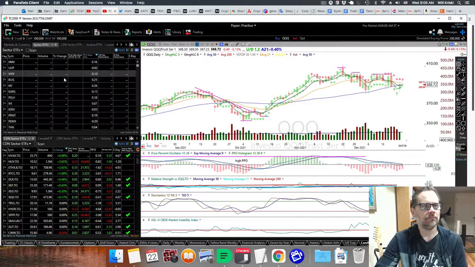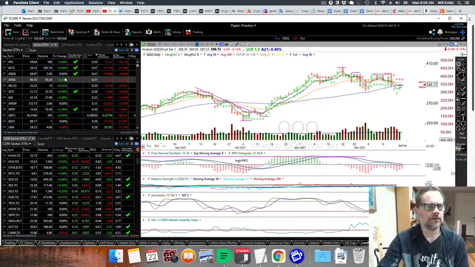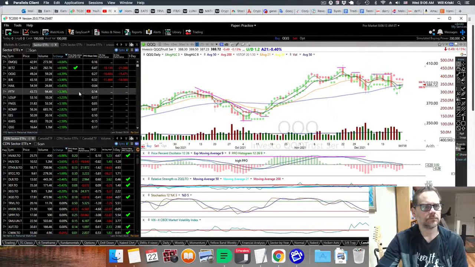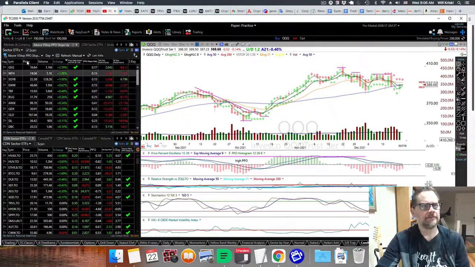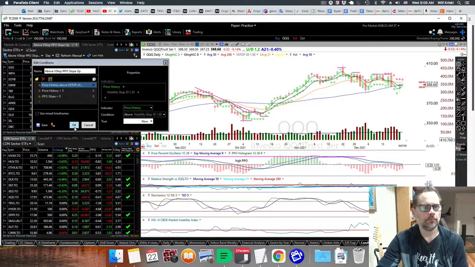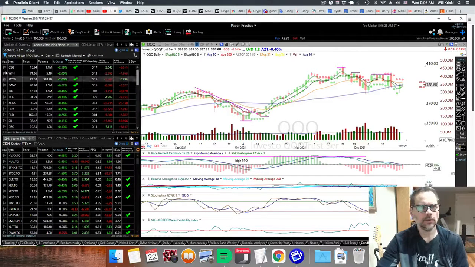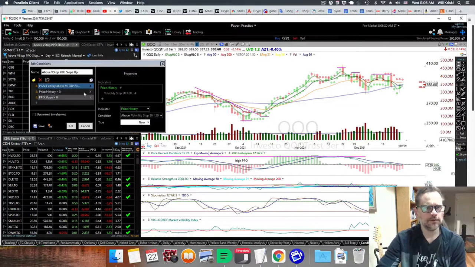If we look at sectors, one thing we can do, I turn on a scan here. So we want to be above the volatility stop, so green, and we want upward momentum, and it's above zero, or the slope. What did I say here? Yeah, the slope is above zero.